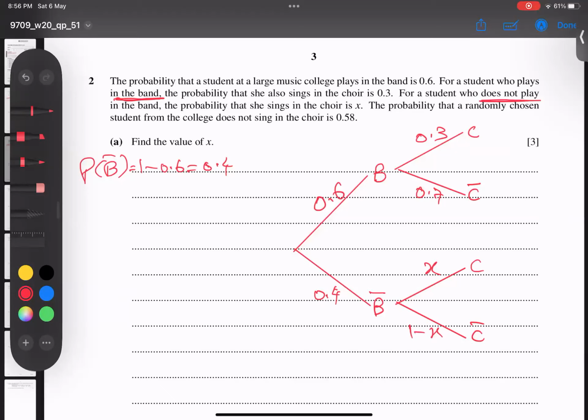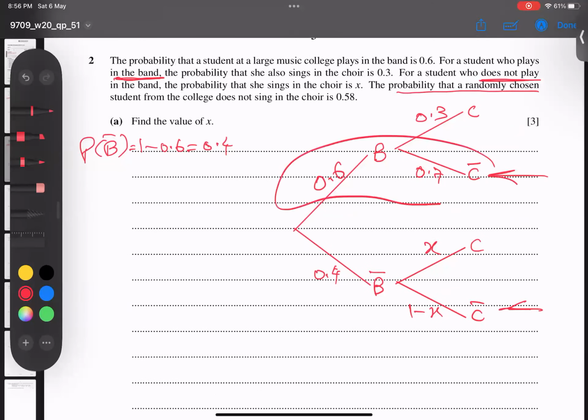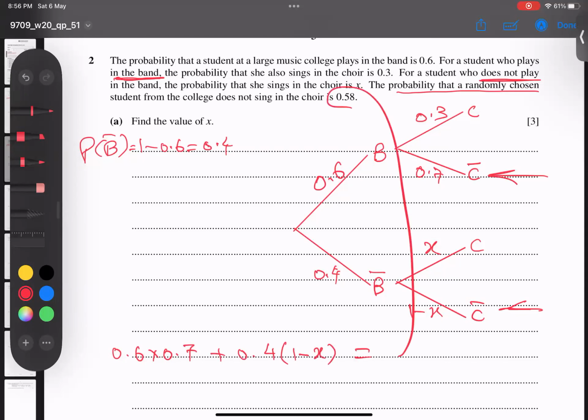And now he is saying in the next line: the probability that a randomly chosen student from the college does not sing in a choir. So this is a choir and this is a choir, so not choir and not choir. It means I will take this branch and this branch. So let's try to solve it. 0.6 times 0.7 plus 0.4 times (1 minus x) equals 0.56, given by him.